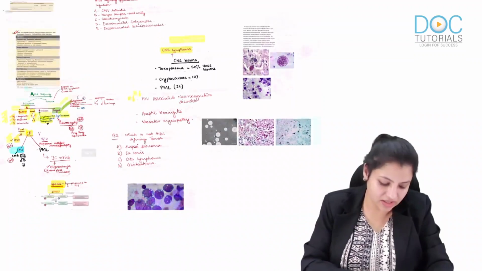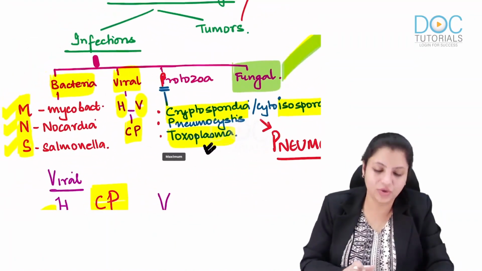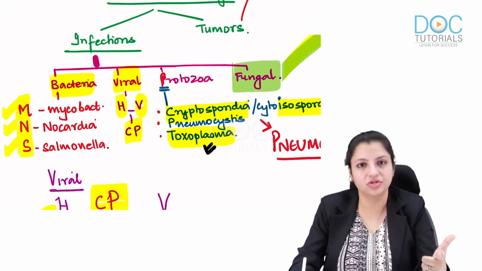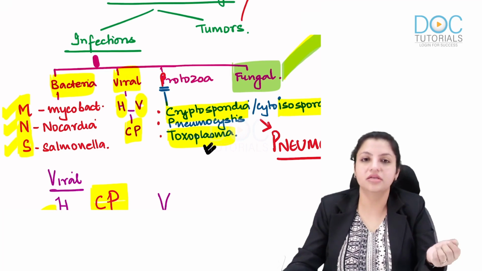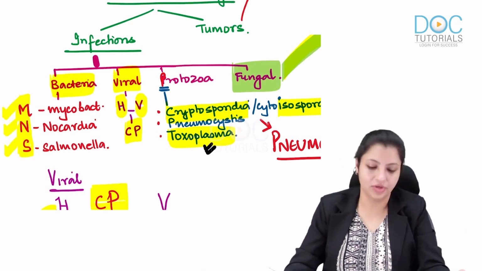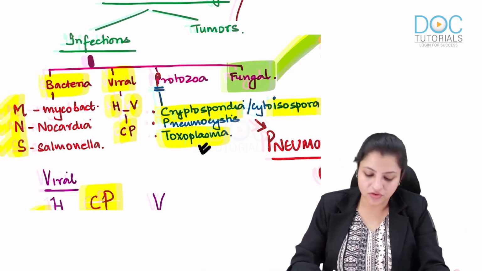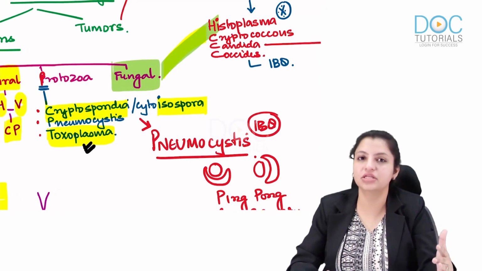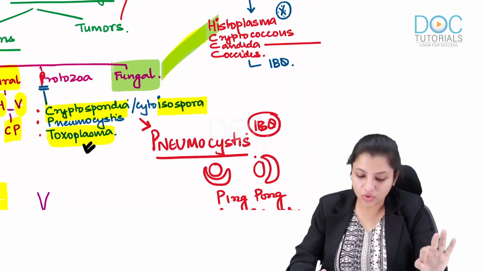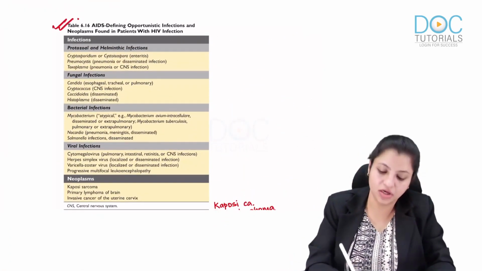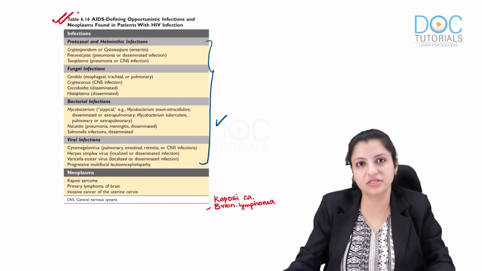To recap, what are the AIDS-defining infections? Quickly, bacteria: which bacteria will you think of? You will think of typically TB, mycobacteria, nocardia, the closest differential on biopsy, and on acid-fast stain basically nocardia, and salmonella. In viral, you will think of herpes, varicella, typical CMV, and progressive multifocal leukoencephalopathy. In protozoal, you will typically think of toxoplasma, pneumocystis, and cryptosporidia or isospora. In fungal, you will think of histoplasma and the three C's: cryptococcus, candida, and coccidioidomycosis. So these are your AIDS-defining infections, and this is the gist of the chart given in Robbins.